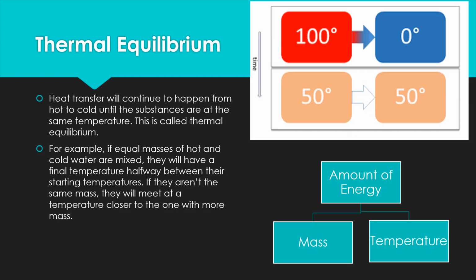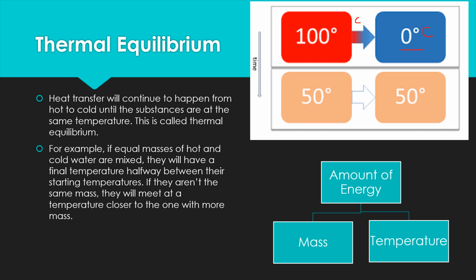All right, the last thing is thermal equilibrium. So heat transfer again happens as the particles collide and transfer their energy from hot to cold. So heat transfer will continue to happen from hot to cold until the substances are at the same temperature. And this is called thermal equilibrium. So if I have a substance at 100 degrees and a substance at 0 degrees, the one that's hotter at 100 degrees, let's say Celsius, will give its energy, the particles will collide and transfer their energy to the one at 0 degrees Celsius until they are both the same temperature.